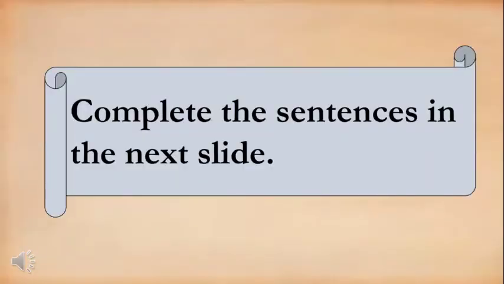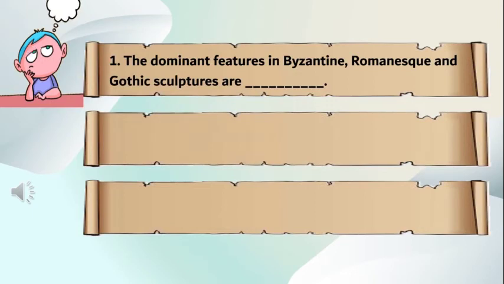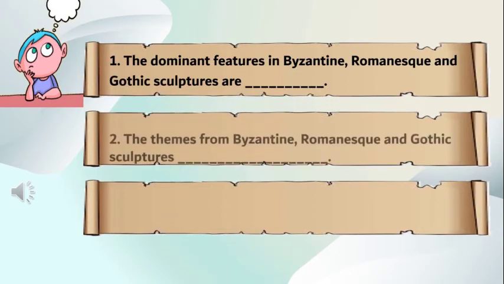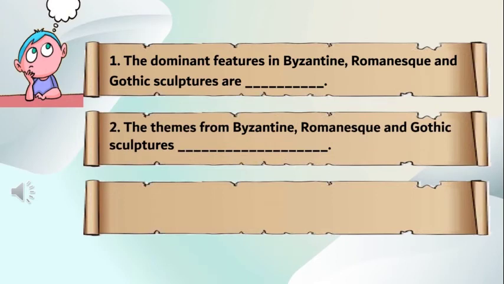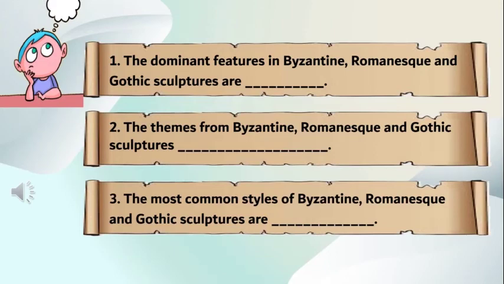Perfect. We are through with our activities for today, but before we part ways, let's summarize the concepts of the lessons by completing the sentences in the next slide. Number 1. The dominant features in Byzantine, Romanesque and Gothic sculptures are. Number 2. The themes from Byzantine, Romanesque and Gothic include. Number 3. The most common styles of Byzantine, Romanesque and Gothic are.